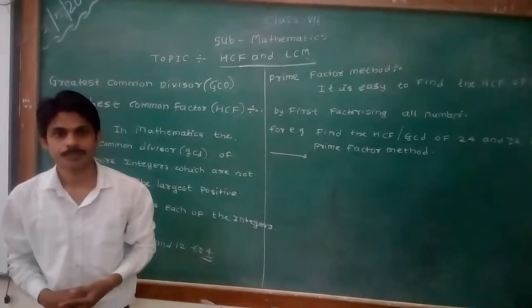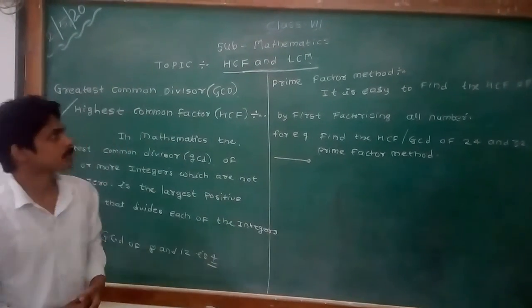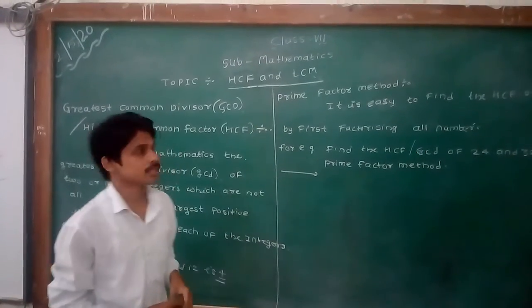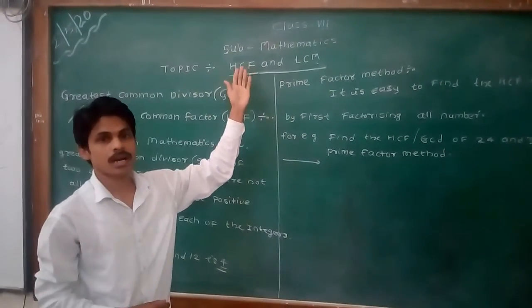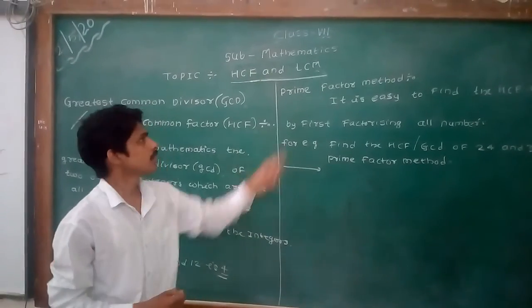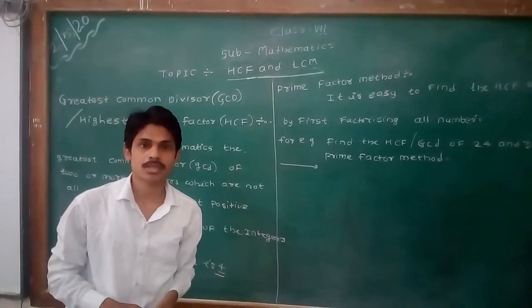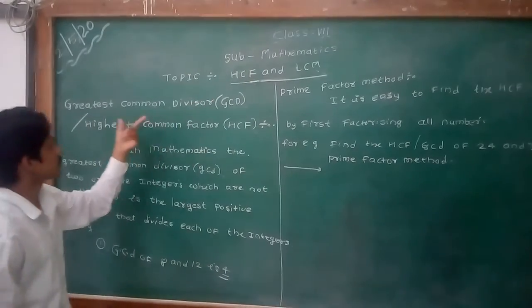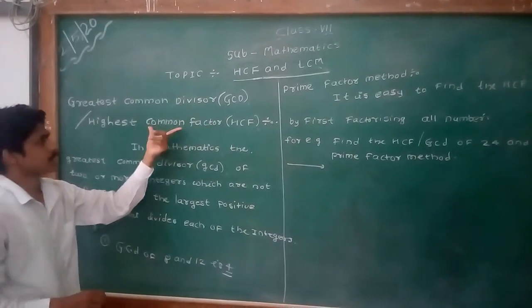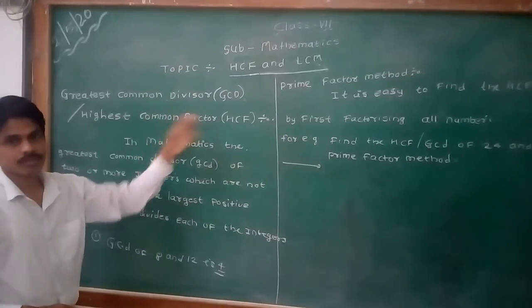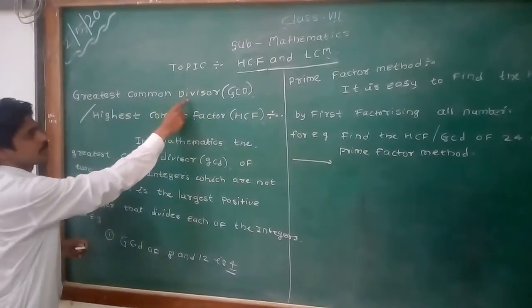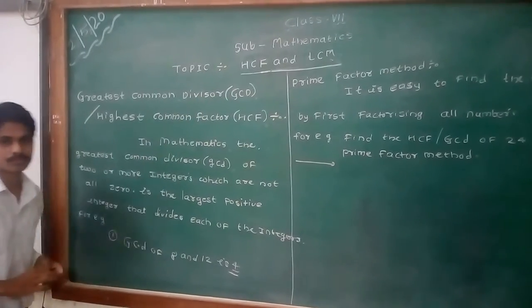Hello students, today we are seeing the chapter HCF and LCM. The full form of HCF is highest common factor and the full form of LCM is least common multiple. So we will start with HCF, that is greatest common divisor, greatest common factor. We can also say greatest common divisor, that is GCD.